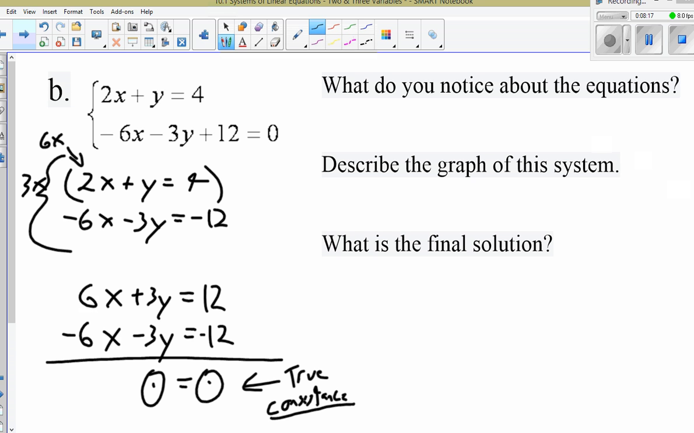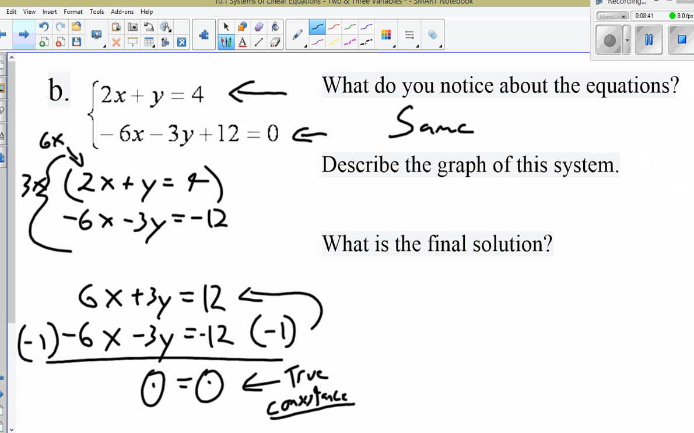But now that it's true and it's a consistent solution, that means really what we have is two of the same exact lines. This information is no more valuable than this information. They're telling us the same exact relationship. So really the equations are the same. Okay, if you just multiply by a factor, notice if I would have multiplied this by negative 1 on this side and negative 1 on this side, I get this equation. So the graph of this system is just going to be one line on top of another line. They're the same exact line.